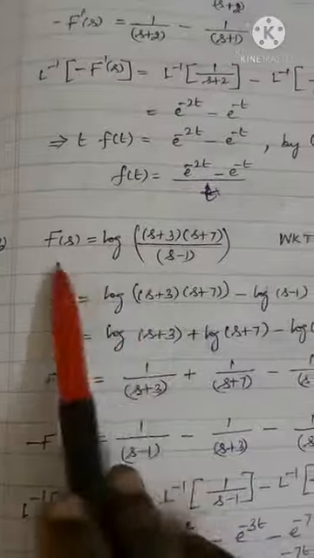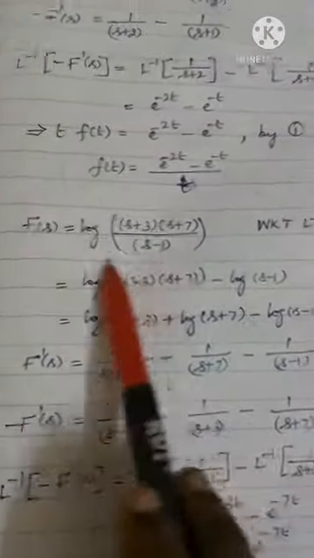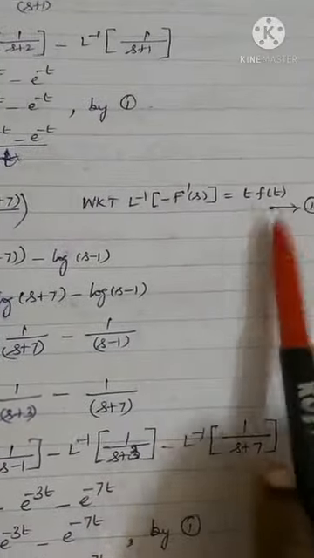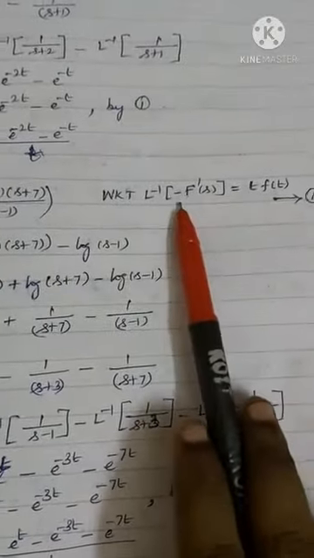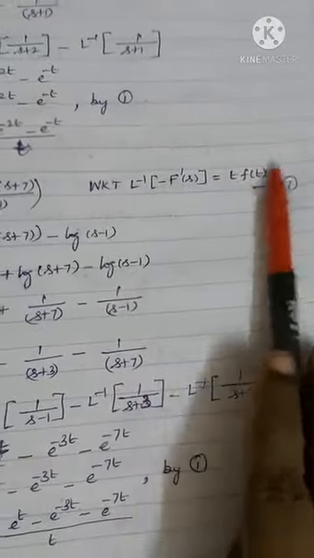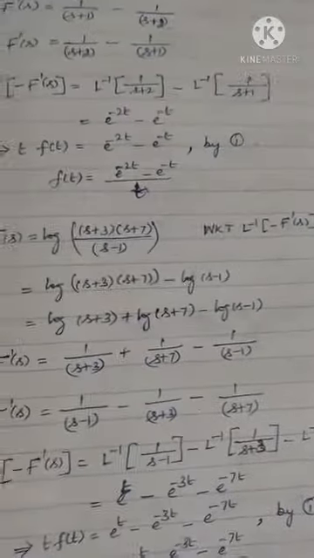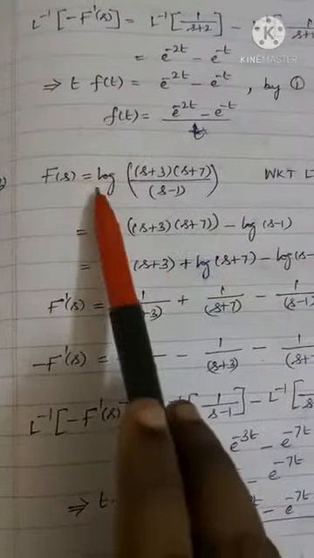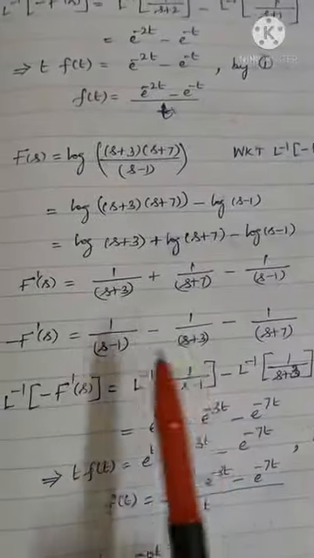Let us see a similar problem, you may feel it easy. Consider the given function as f of s. Being a log function, we have to use this result. First find f dash of s, take negative sign, take L inverse. This will be equal to t into f of t, find f of t answer. That is the method. Use log of a by b is log a minus log b.